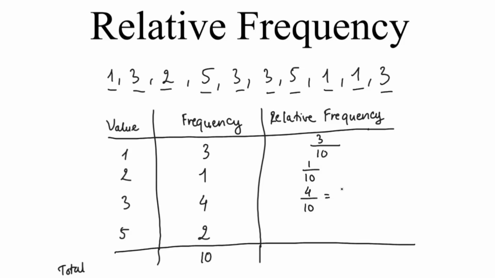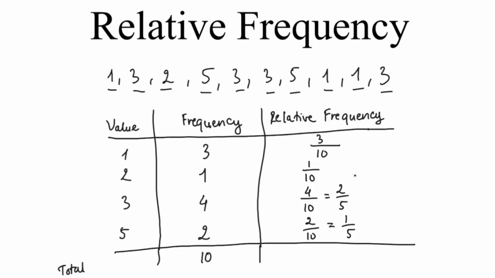So this is simplified to 2 over 5, right? And the next one is 2 over 10, the relative frequency of it. And this is equal to 1 over 5, okay? So if you want to find the relative frequency, you just find the frequency of the value, and then you divide it by the total frequency, okay?